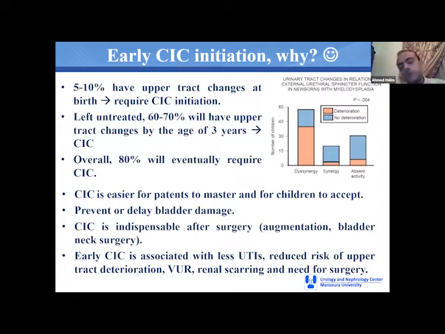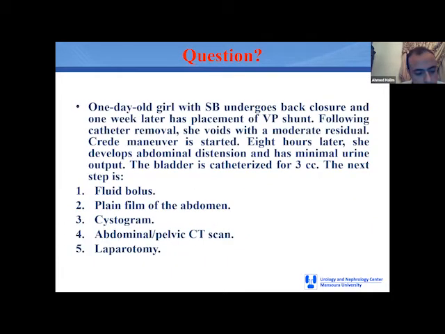So a quick question just to keep you focused. This is a scenario for a one-day-old girl with spina bifida, open spina bifida. She had back closure, and then later she required placement of a VP shunt. And after the catheter was removed, she voided with a moderate residual, and the Credé maneuver was started. 8 hours later, she developed abdominal distension and has minimal urine output, and the bladder was catheterized with very minimal output, 3 cc. The next step is: bolus, ultrasound of the abdomen, cystogram, CT scan, or laparotomy.